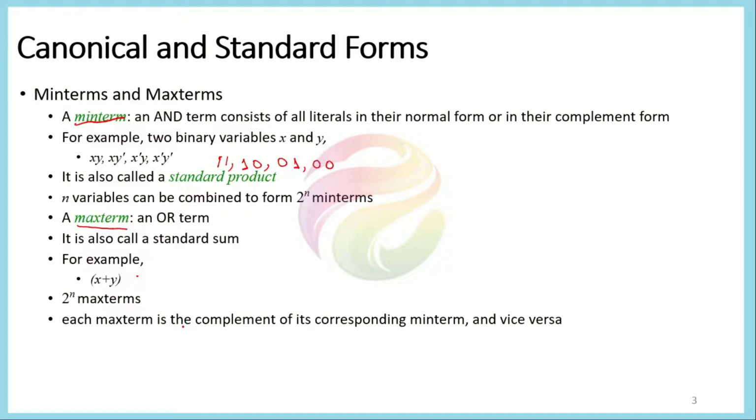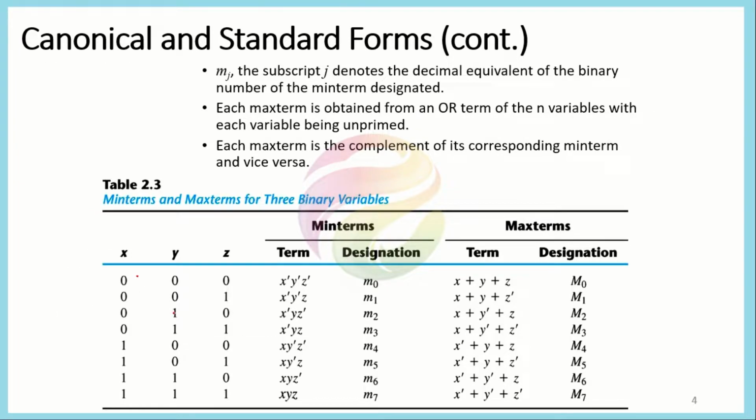Each max term is the complement of its corresponding min term, and vice versa. We will see in the next few slides, through certain examples, how these min terms and max terms are related. Say, for example, we have a 3 variable system x, y, z. We will now represent them in the form of both the min term and the max term.